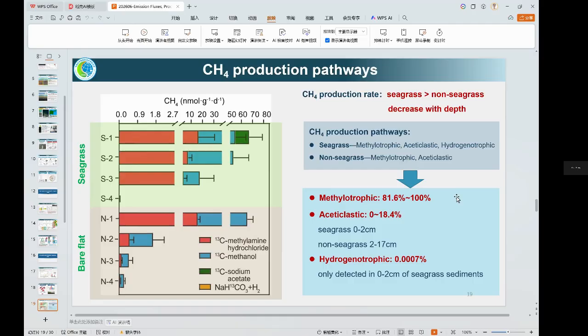Acetoclastic pathways account for less than 20%. We also found the hydrogenotrophic pathway, but it contributed very little. The latter pathways were mainly found in the seagrass sediments.